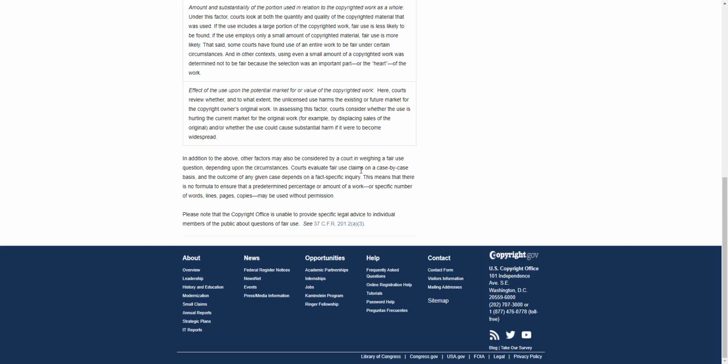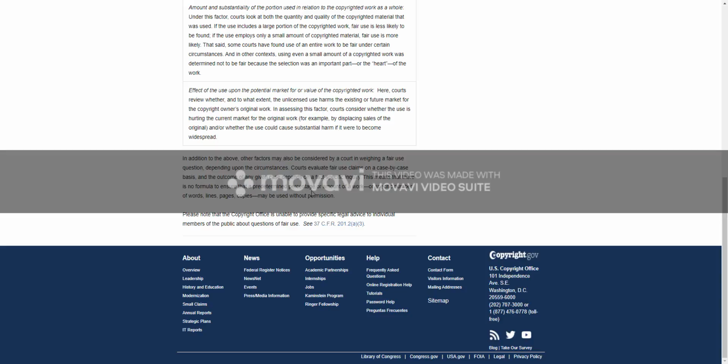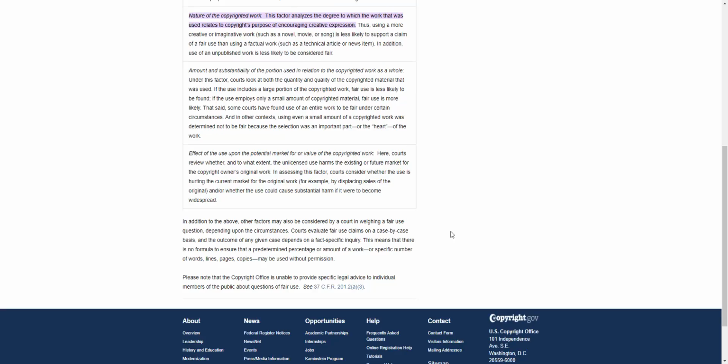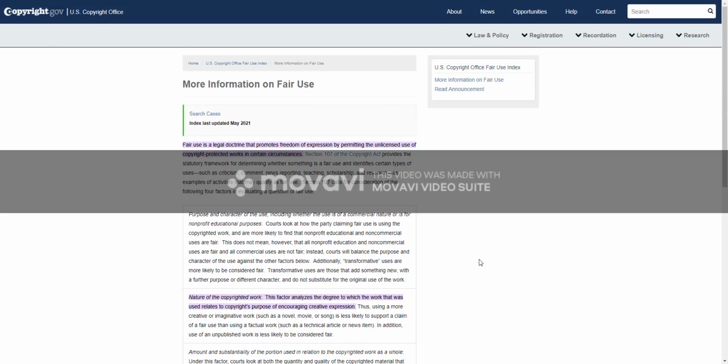Courts evaluate fair use claims on a case-by-case basis. The outcome of any given case depends on a fact-specific inquiry. This means that there is no formula to ensure that a predetermined percentage or any amount of a work or specific number of words, lines, pages, copies may be used without permission. Please note that the Copyright Office is unable to provide specific legal advice to individual members of the public about questions of fair use. So, basically, by the way, this is from a .gov website, so that's how you can know if a website's reliable.